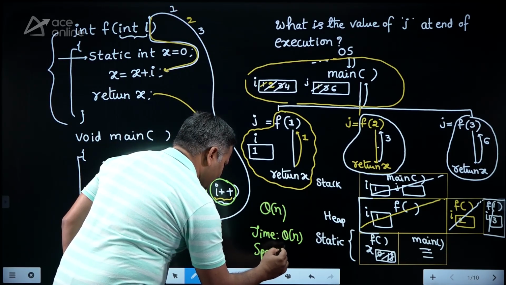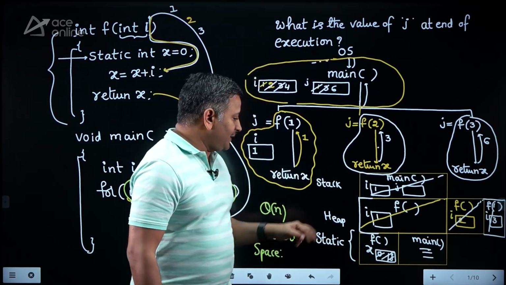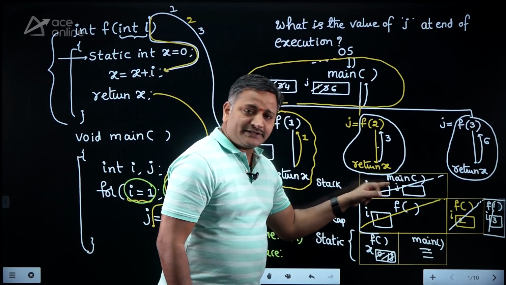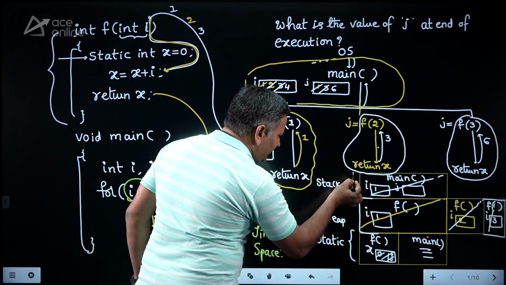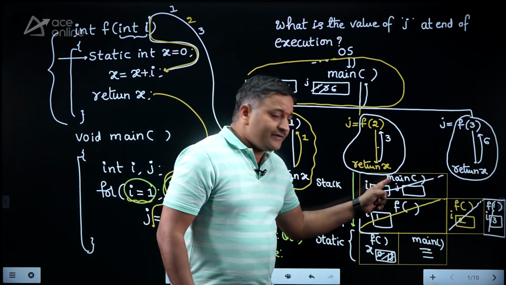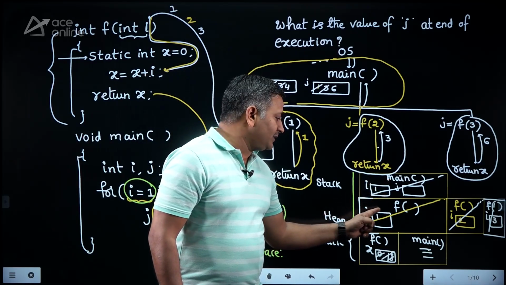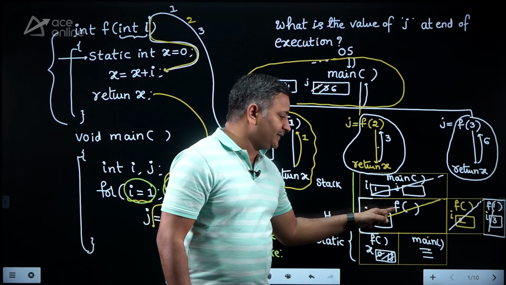Then what is the space complexity of this program? The space complexity is the depth of the recursion tree. If you observe the depth of the recursion tree in the stack, see the maximum depth of the recursive stack here. One activation is required for main, another activation is required for f. Clear, friends?